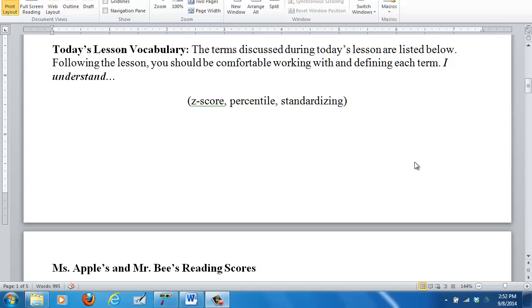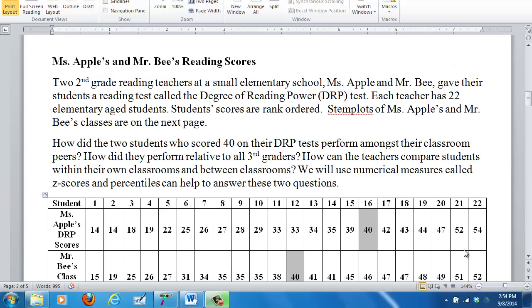Alright, during this lesson there'll be three vocabulary words that we need to make sure we're familiar with: z-score, percentile, and standardizing. So make sure by the time we're done with this video you are able to work with those three vocabulary terms.